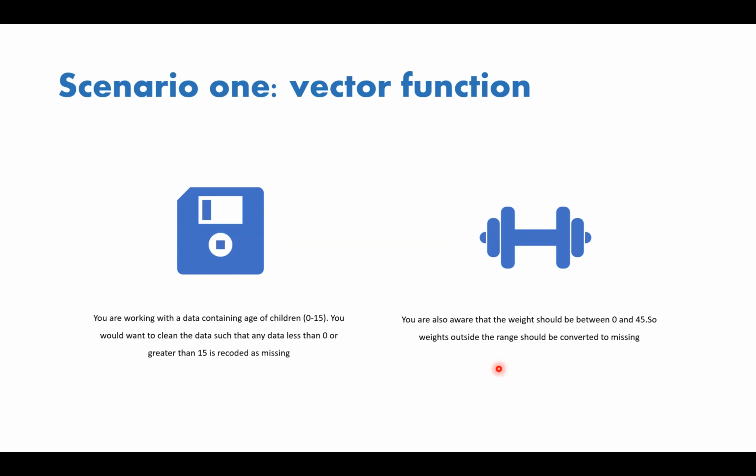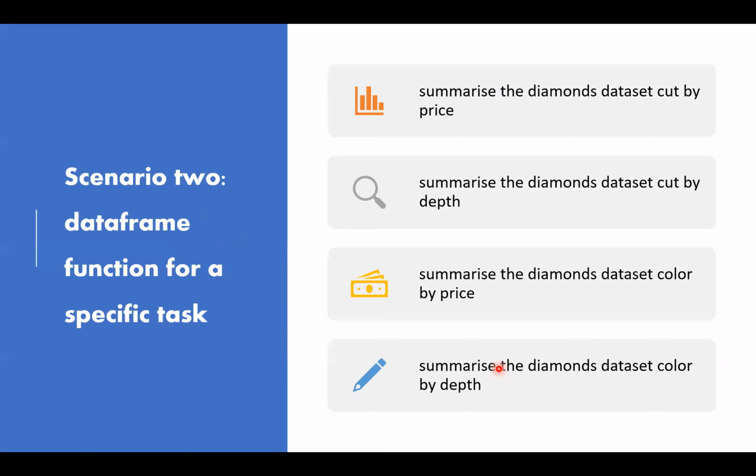And then you want to be able to expand this function such that it doesn't only work on age, but it also works on weight and maybe any of the other numeric variables that you might have in your data sets. We're going to see how to expand that function to be able to do this. That's going to be for the first scenario.